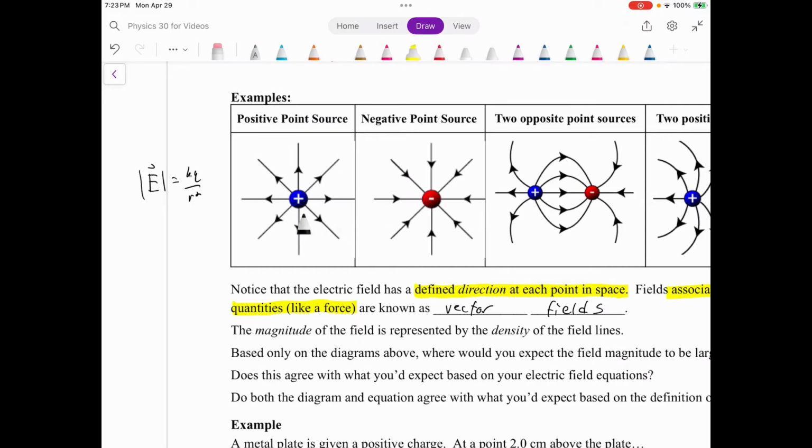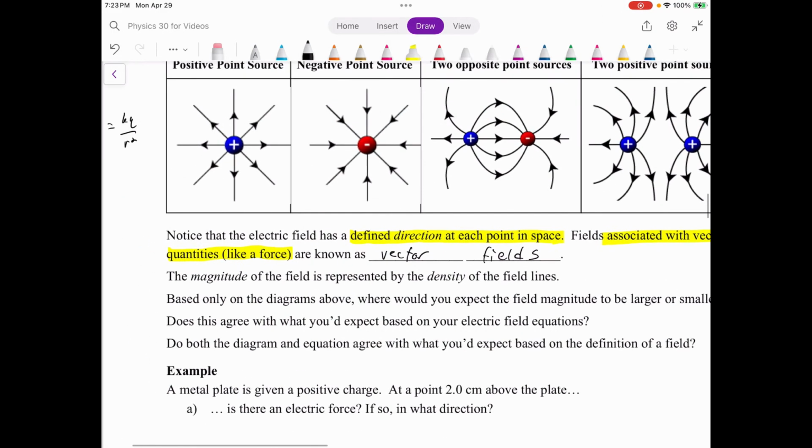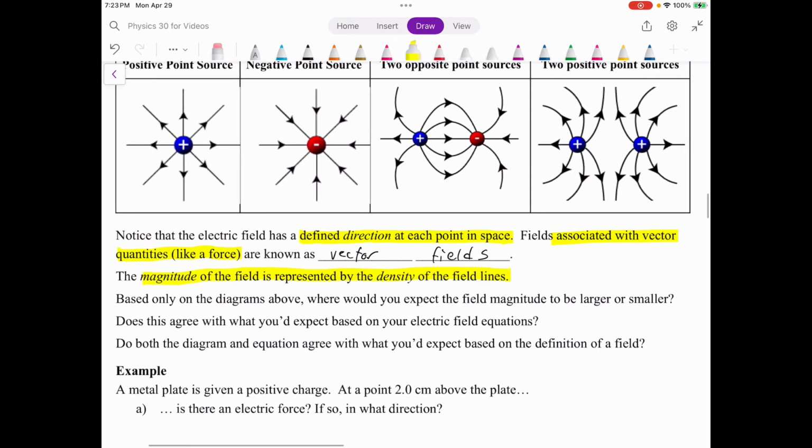So the way that we show it, and that kind of naturally happens when you draw the diagrams anyway, which is nice, is that we show larger magnitude, a stronger electric field, by an increased density of the field lines. Okay, so like it says here, based on just the diagrams, if we only knew that stronger fields were represented by more dense field lines, where would we expect the field magnitude to be larger or smaller, right?